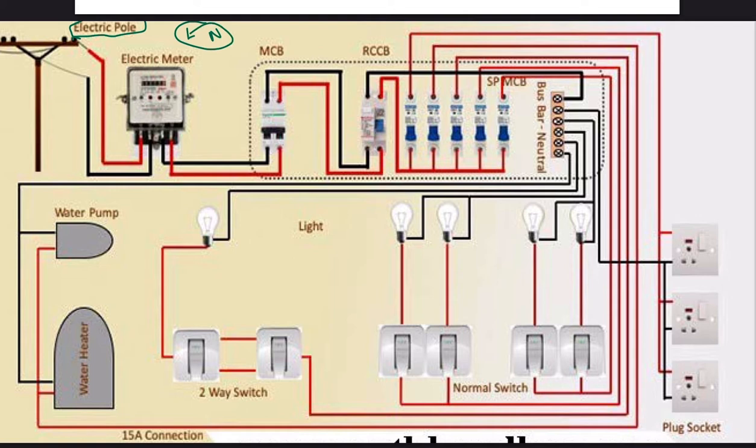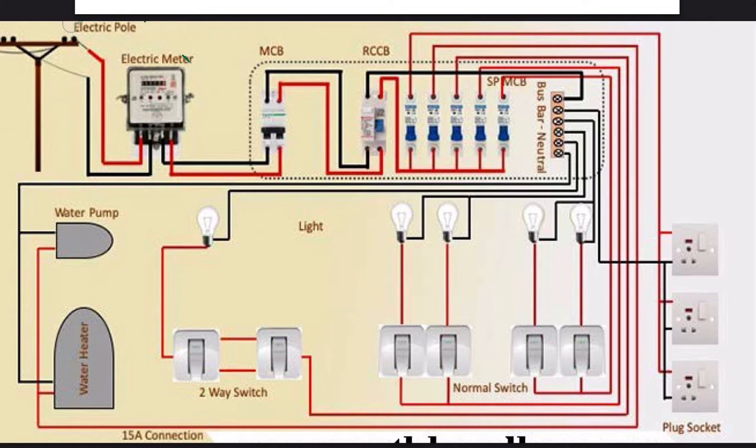Between this live and the neutral wire, there is a potential difference of around 230 volts, and this is an AC voltage. These two wires go into the electric meter, which measures the consumption of electricity by the end user. From this electric meter, the two wires go into what is known as the MCB, or the miniature circuit breaker.